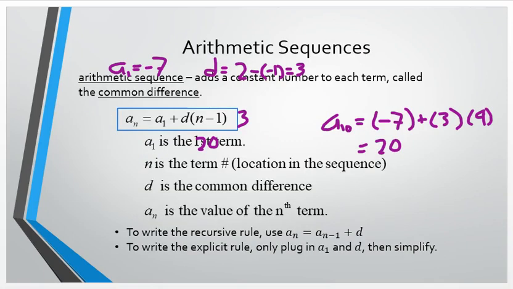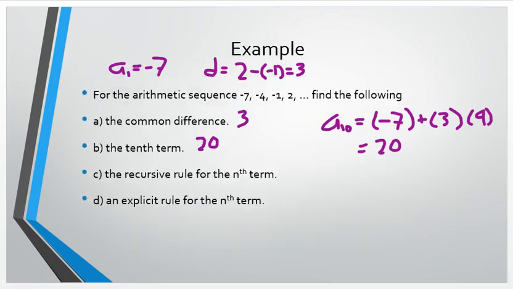Well, looking back at the previous slide, I tell you that for the recursive rule, just use this short formula right here. All we need to plug in is d, actually. That's the only thing we need to plug in. So I'm going to write a sub n equals a sub n minus 1 plus, and then I'm going to plug in that d is equal to 3. That is my recursive rule.